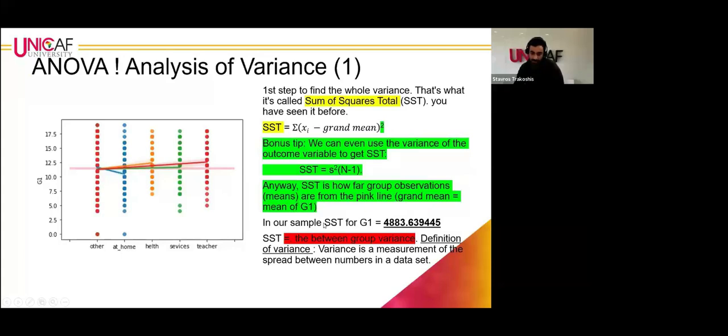Now, our observations here are observations, not means. Sorry, this is wrong. In our sample, the variance of the dependent variable is this number here. And the sum of square total in this situation shows us the total variance. You should know this, but variance is a measurement of the spread between numbers in a data set.